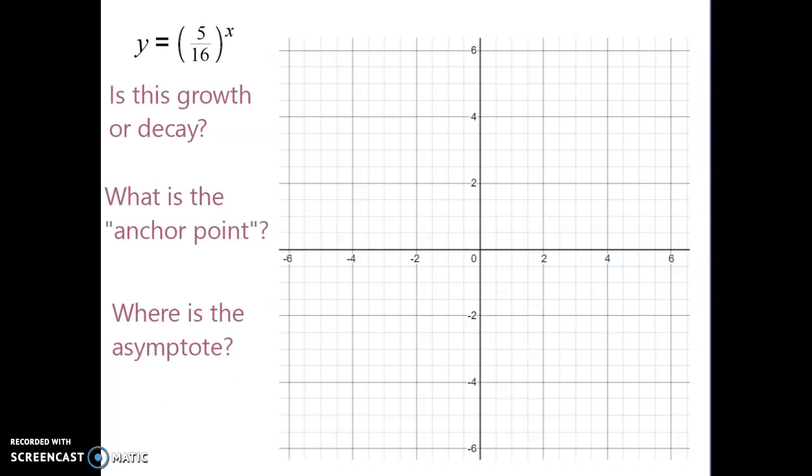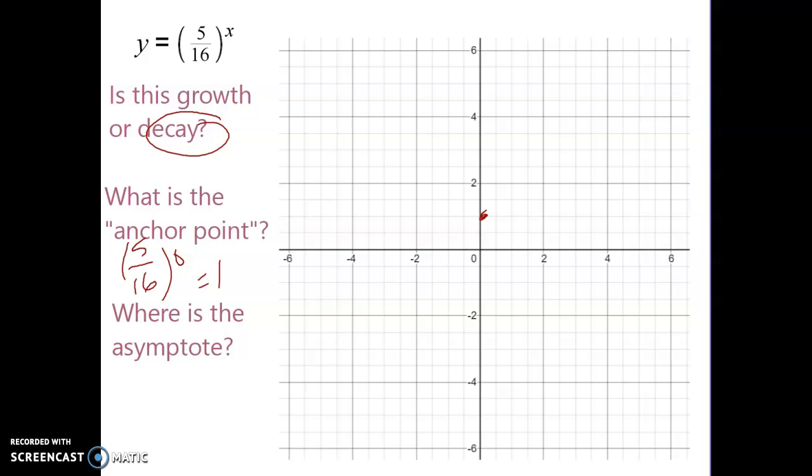All right, let's try this one. y equals (5/16) to the x. Okay, so is this one going to be growth or decay? Well, my x is positive and my 5/16 is less than 1, so this is going to be a decay model. It's going to go down. The anchor point is going to be the same because anything other than 0 raised to the 0 power equals 1. It doesn't matter what that anything is, it's always going to be 1.